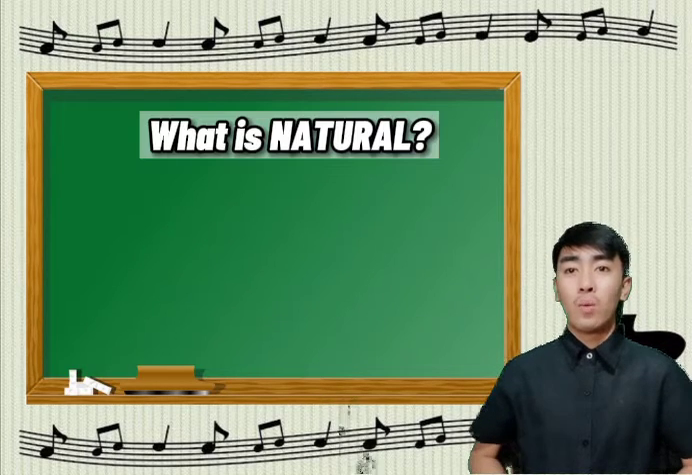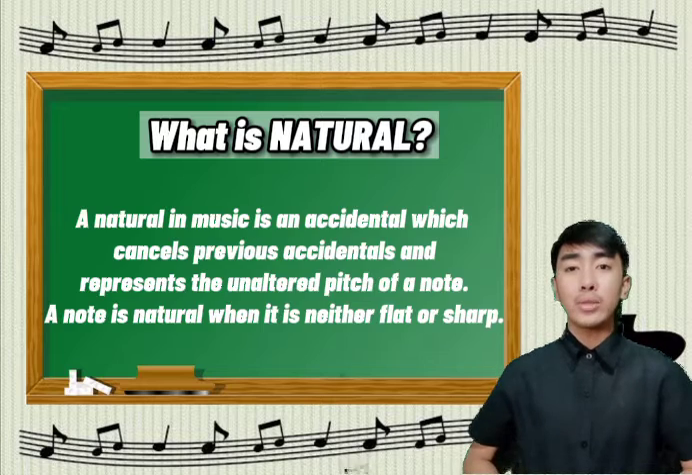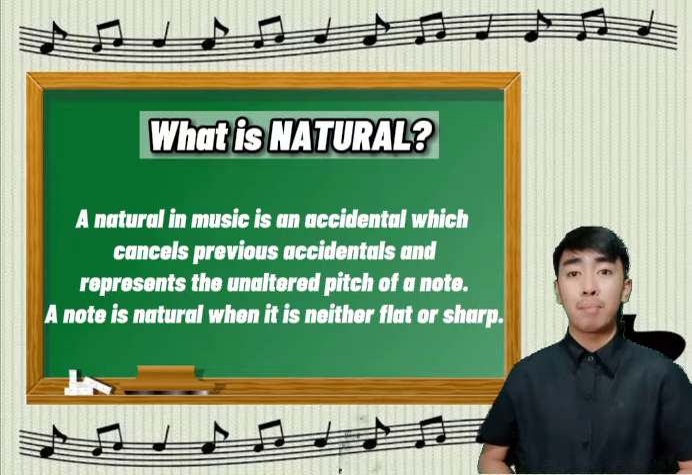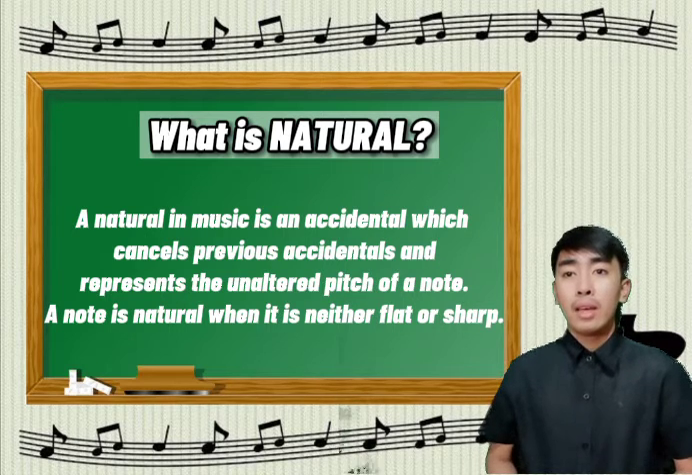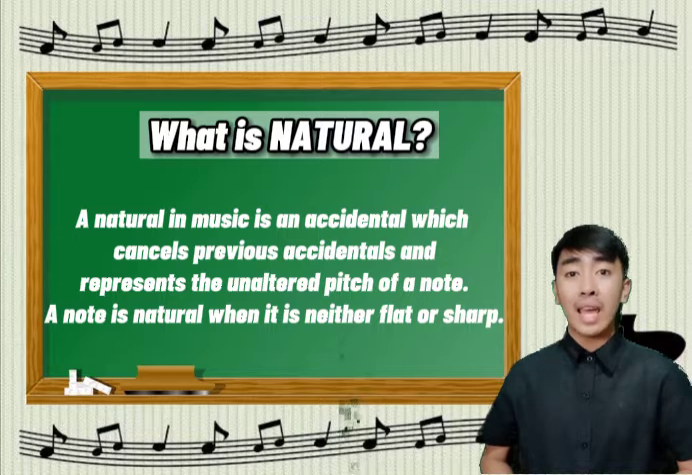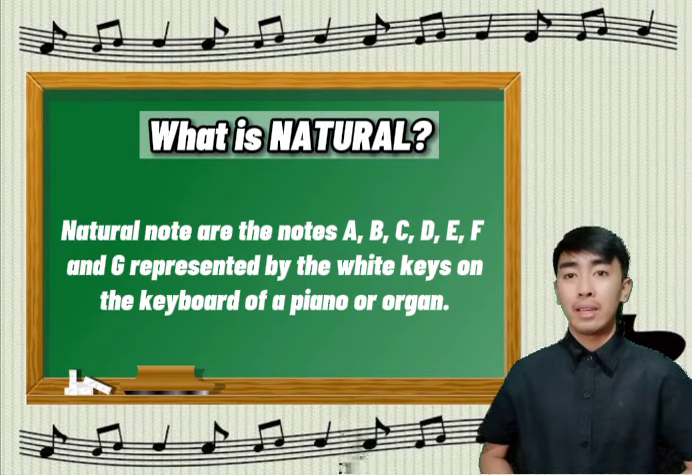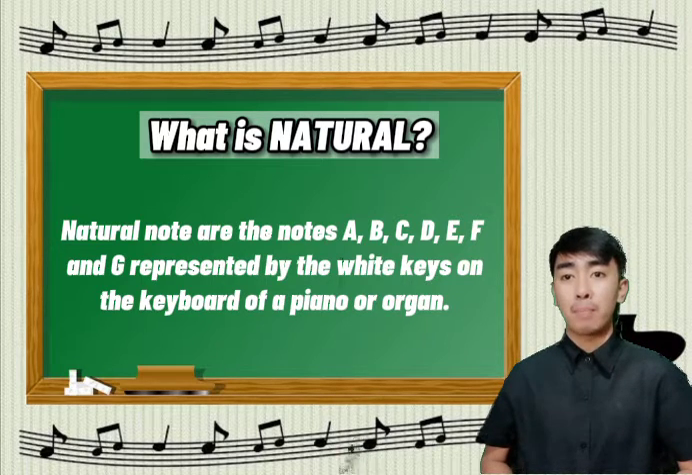Question number 3. What is natural? A natural in music is an accidental which cancels previous accidentals and represents the unaltered pitch of a note. A note is natural when it is neither flat nor sharp. Natural notes are the notes A, B, C, D, E, F, and G, represented by the white keys on the keyboards of a piano or organ.